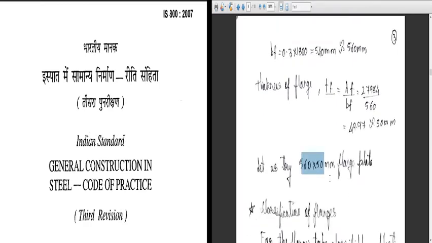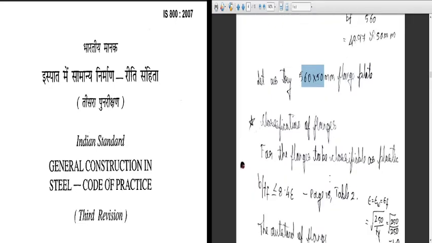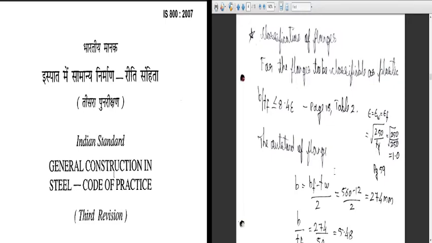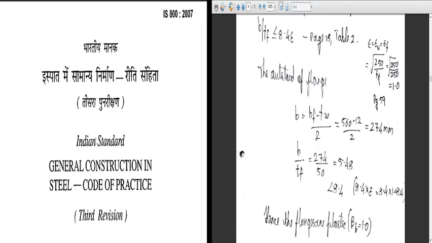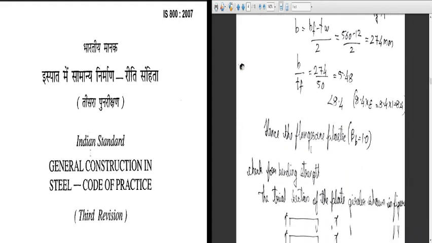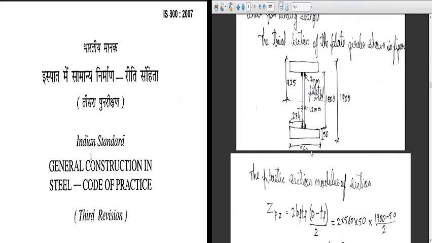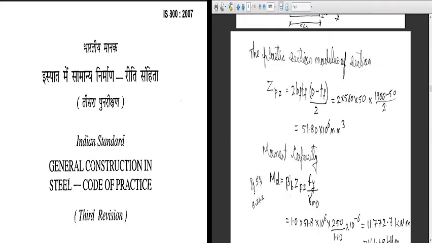Then we did the classification of section according to Table number 2. We computed the ratio b by tf, which was less than 8.4 epsilon, and hence the section was plastic. Also, we computed the bending strength. So the bending strength formula: Md is equal to beta b Zpz fy divided by gamma m0, where beta b became 1 as it is a plastic section.